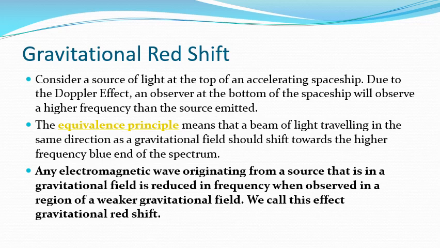So again, the equivalence principle means that acceleration is similar to gravity. So if we've got a source of light at the top of the spaceship, the Doppler effect will mean that the observer at the bottom of the spaceship will observe a higher frequency than the source that has been emitted. So this is called gravitational redshift, because it's shifting towards the red end of the spectrum, the lower frequency end, where it's going to have weaker gravity or less acceleration, depending on which point of view that you're looking at.